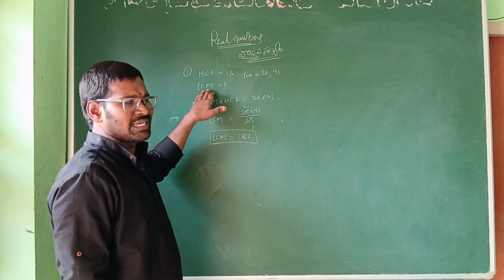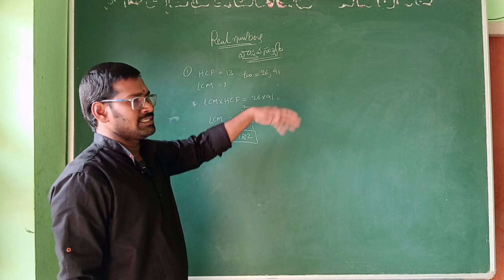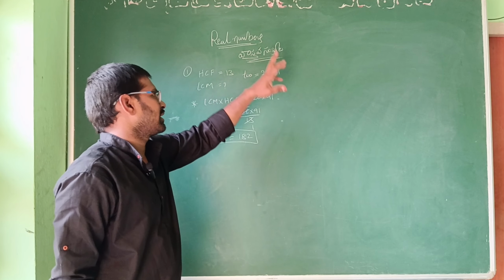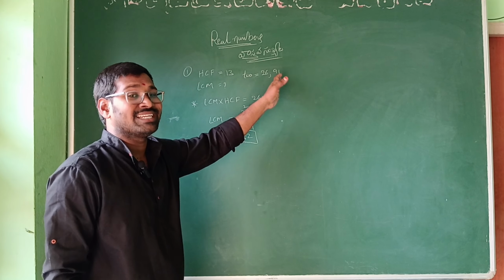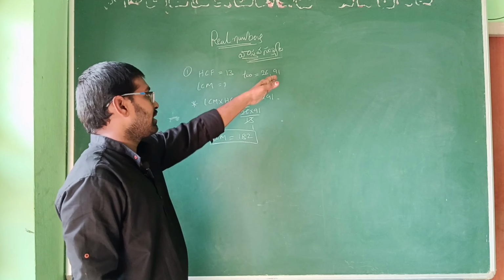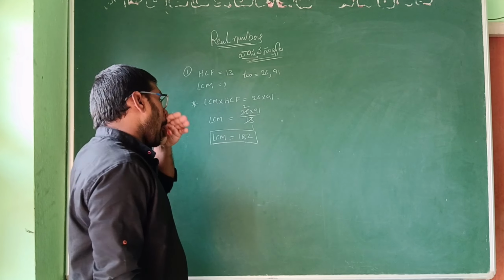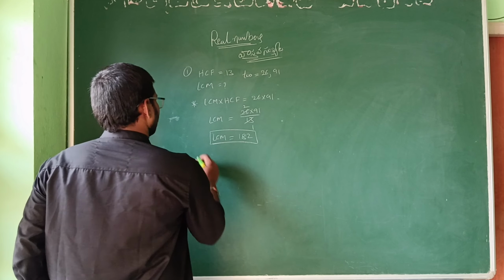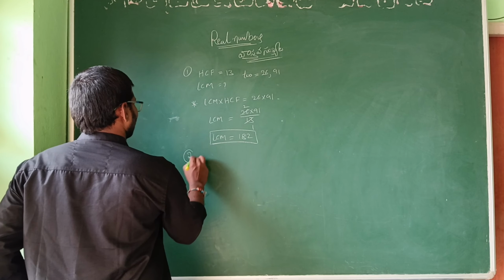Here, to find the LCM you can also use the prime factorization method of 26 and of 91. You just keep in mind. Next, coming to the point, second bit.